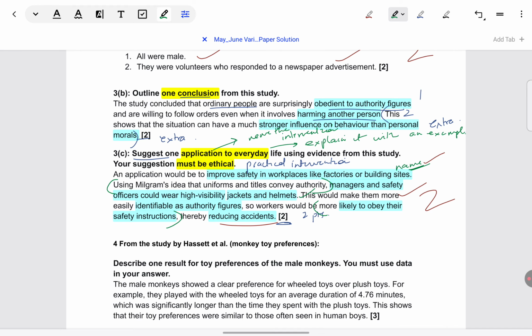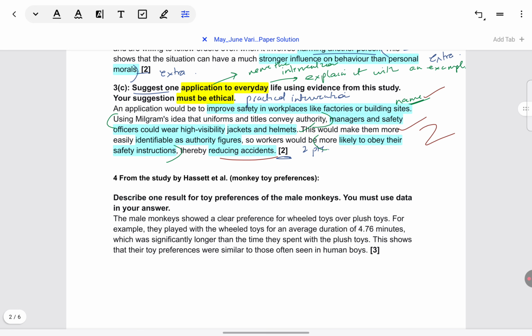So there are some places where there could be reduction in word count, but I feel the clarity coming across from this example is very good. So here I feel it's justifiable to write at this length. Let's look at the next question. It's from a different study, from Hassett et al.